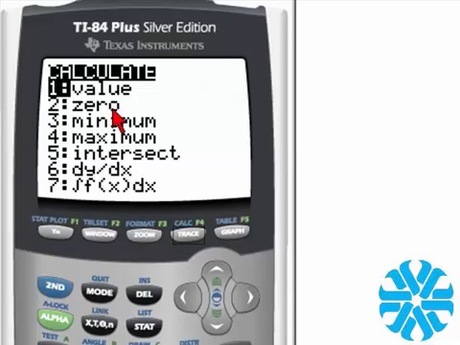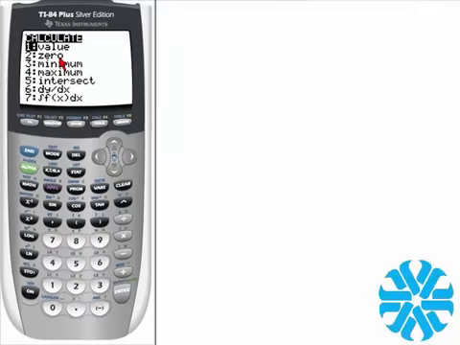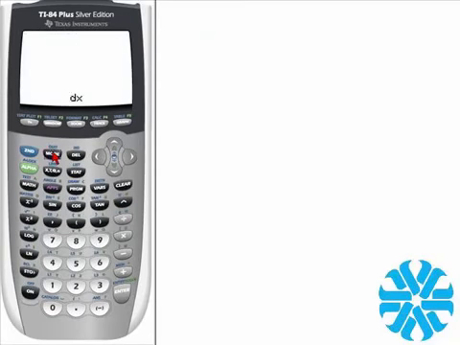In this example we would like to find the roots of the cubic function y equals 2x cubed minus x squared minus 15x plus 2. Recall this was the function we used in example 1 of the trace key video. In the trace key video we only estimated the roots, and this time we're going to find a more accurate value for the roots.